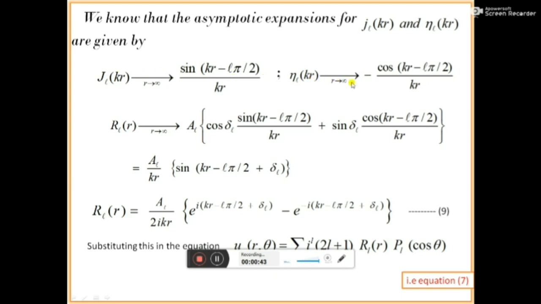Substituting these two values in R_L of r in the previous equation, we get R_L of r when r tends to infinity is equal to A_L into cos delta_L, and here we substituted for j_L of kr, plus sin delta_L, and here we substituted for eta_L of kr.